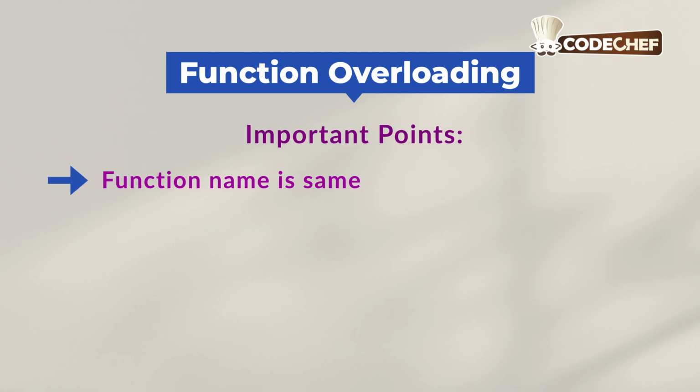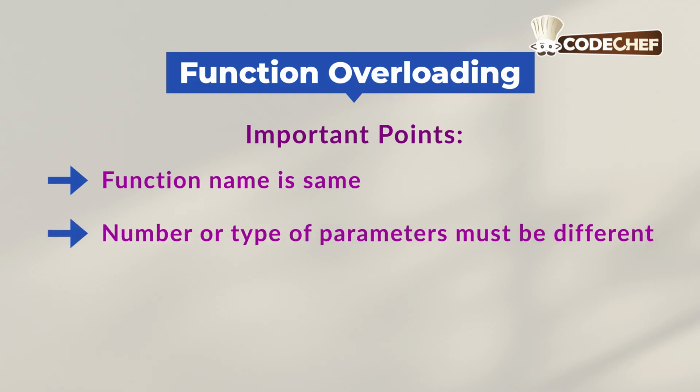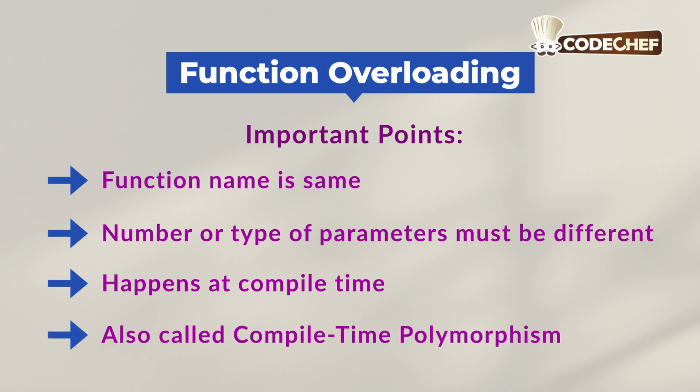First rule is that function name is same. Second, number or type of parameters must be different. Then it happens at compile time, and it is also called compile time polymorphism. Now let us see an example of function overloading on the CodeChef platform.